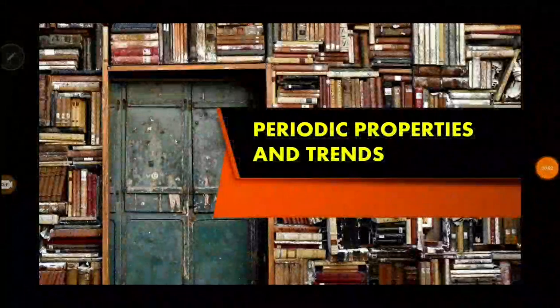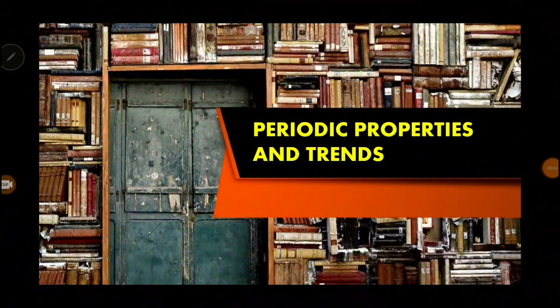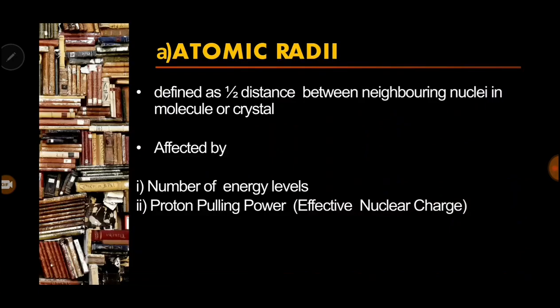Now we talk about the periodic properties and trends of the periodic table. When we talk about the properties and trends, we're going to talk about the atomic size, the nuclear shielding effect, the electronegativity, ionic size, and so on. So let's take a look at the atomic radii.